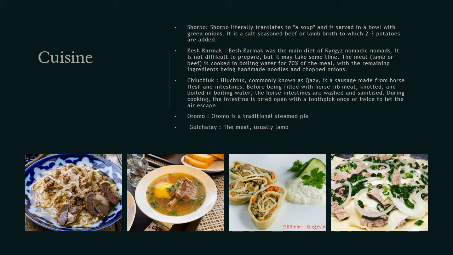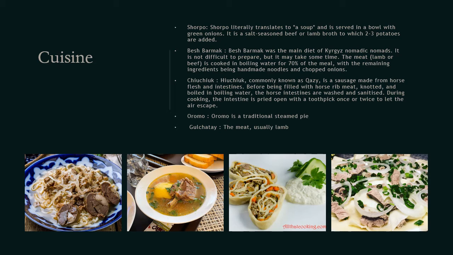The besh barmak is the main diet of the Kyrgyz nomads, and it's actually difficult to prepare. The meat, lamb or beef, is cooked in boiling water, and the remaining ingredients are handmade noodles and chopped onions.